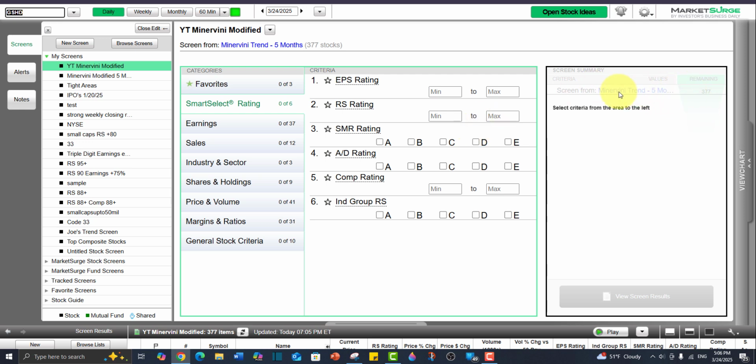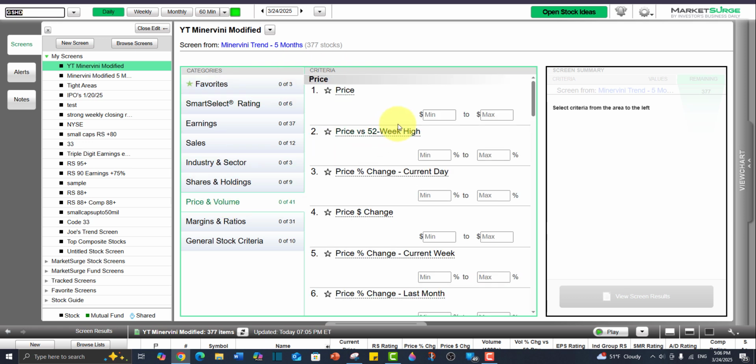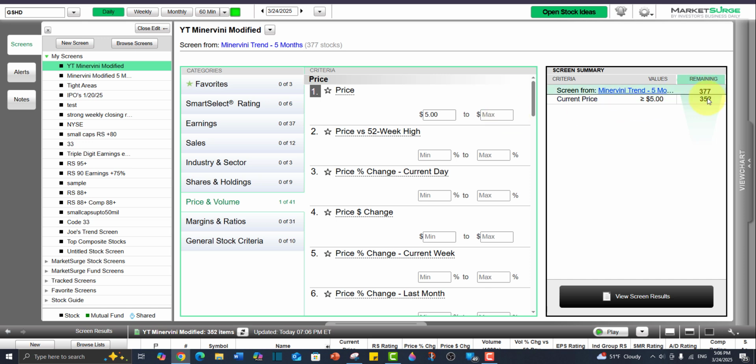Anyway, this screen at the moment is pulling up 377 stocks, but I want to modify a few things. First, there's not any real particular order I'm going to do this, but I'm going to go to price and volume. I'm going to set the minimum price at 5, maximum price, whatever. And that screened out 25 stocks. We're now at 352 stocks.